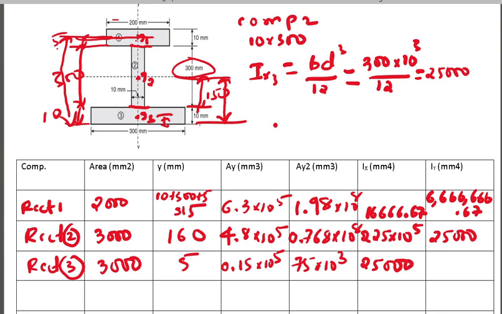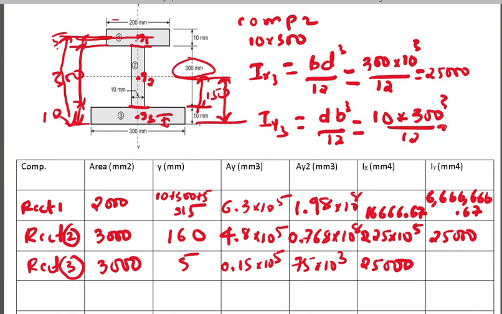In the same way, what is Iy3? Moment of inertia about the centroidal y-axis of component 3. Write down db cube divided by 12. Here the depth is 10 and the width is 300. So you will get the value 225 into 10 to the power of 5. Write down 225 into 10 to the power of 5.